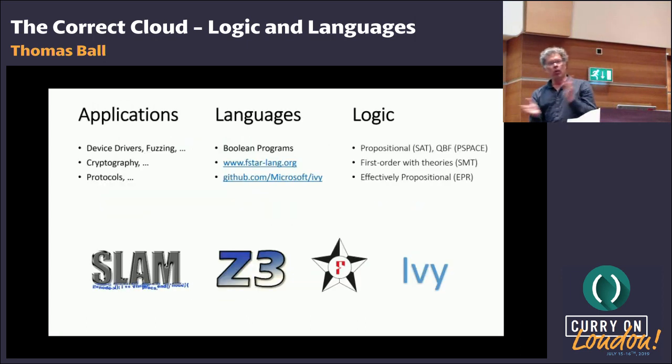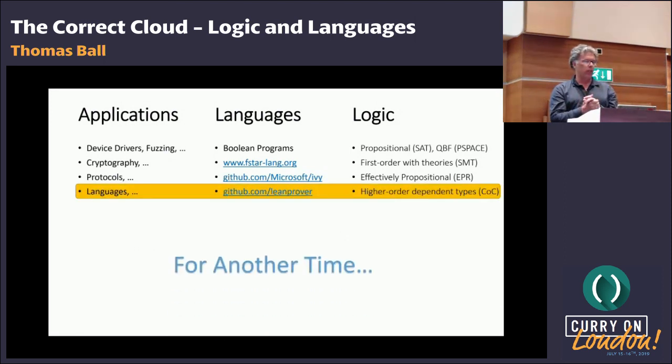So today I've shown you really a whirlwind tour from Boolean programs, propositional, to SMT encoded in F star, and Ivy doing restrictions. So all these languages have been used now for well over a decade at Microsoft. They're all open source, and there's more to come, but that's for another time. Higher order dependent types with Lean, and creating languages that are proved correct as well. So thank you very much.